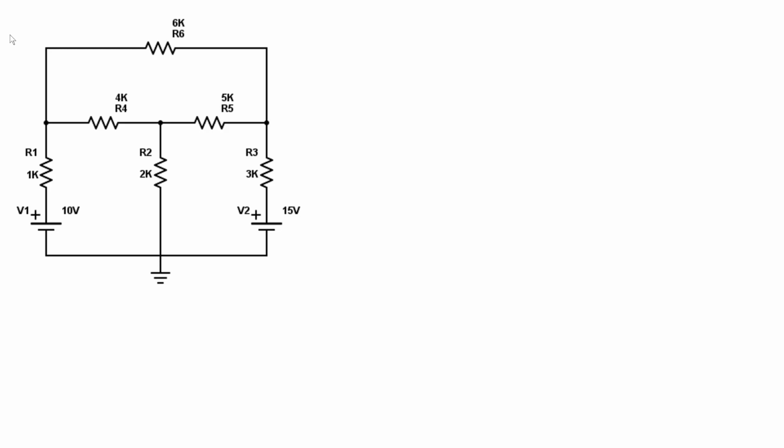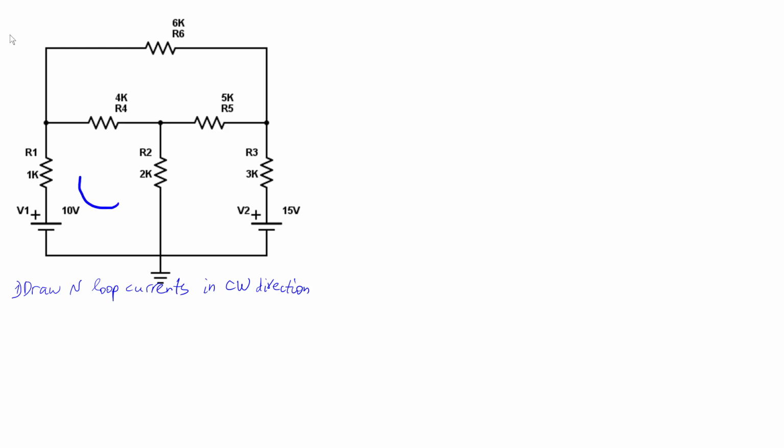So our first step, which I will outline here, is drawing n loop currents in clockwise direction. So draw n loop currents in clockwise direction. So let's do that.